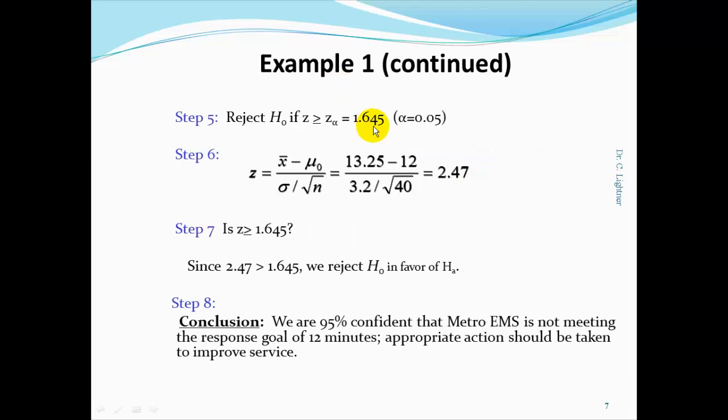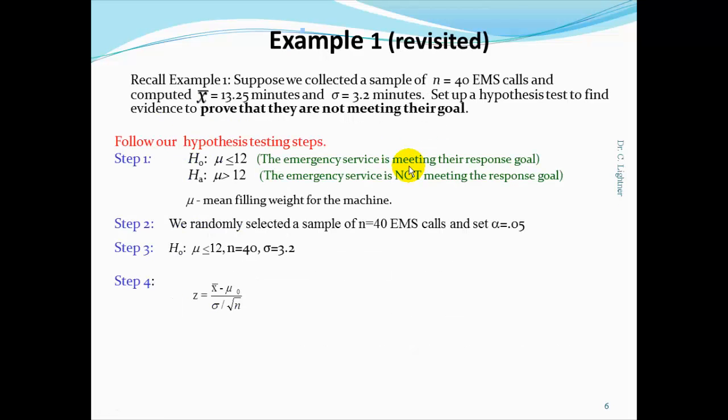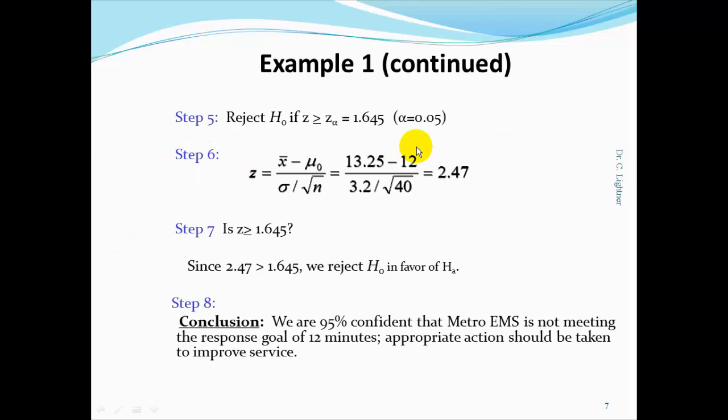Therefore, we plug in 1.645 here for Z alpha when alpha is equal to 0.05. In step 6, we plug in the values from our sample in order to obtain our test statistic value. In this step, we plug in our value of x bar, which is 13.25 for this problem. We plug in our value of mu0, and mu0 is always the value listed in your hypotheses. For our problem, 12 is listed in our hypotheses. Therefore, we plug in 12 for mu0 in our test statistic.